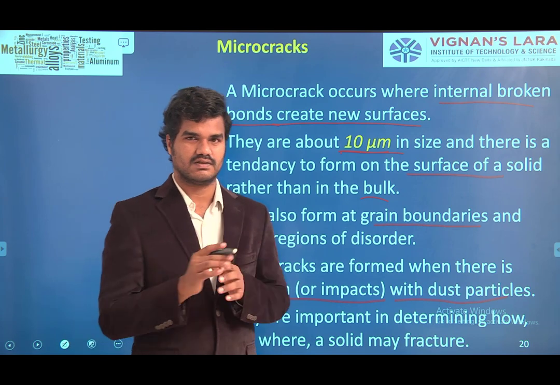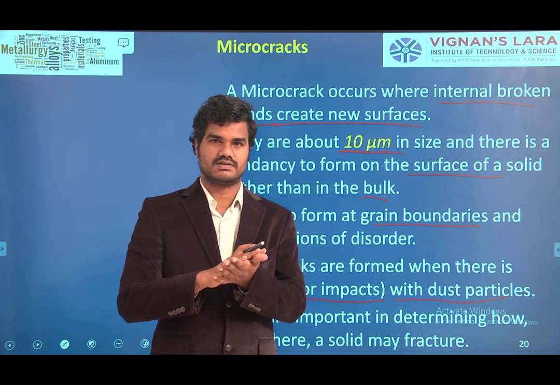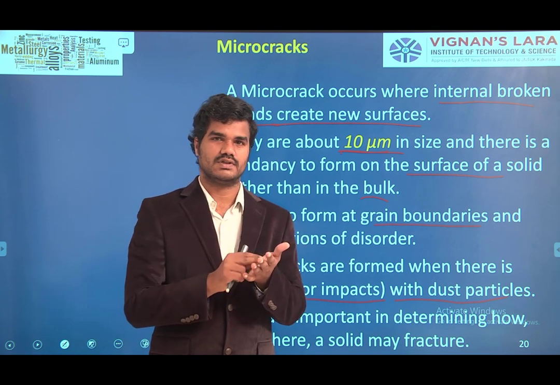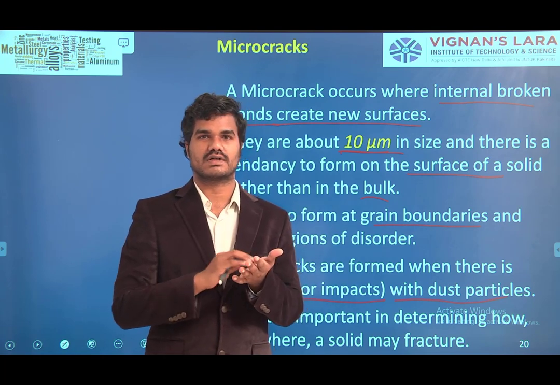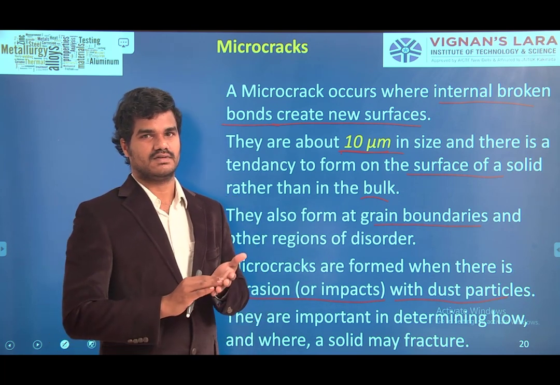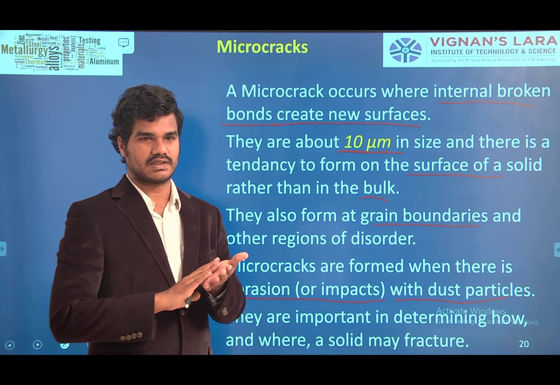If you take any metal and see its surface with a microscope, there will be so many micro cracks. Those are due to abrasion. Abrasion means because of dust particles.